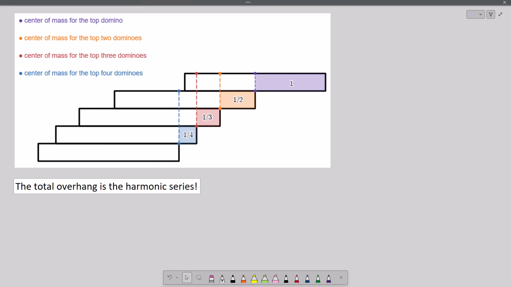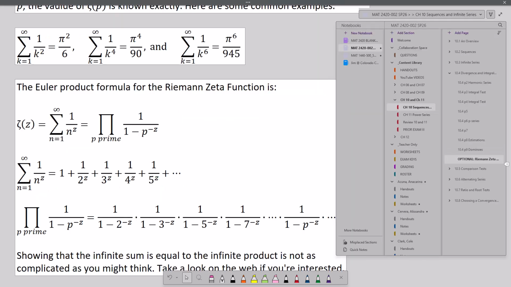So again, if everything is machined perfectly, you can create a total crazy wave of dominoes, which is not intuitive, that that overhang could go to infinity. But that's a good example of the harmonic series, and it's just crazy. But that's true. All right, so that's just interesting. One more interesting thing.